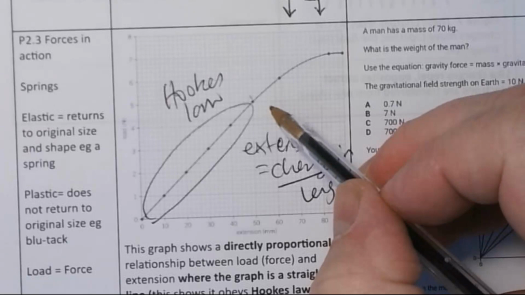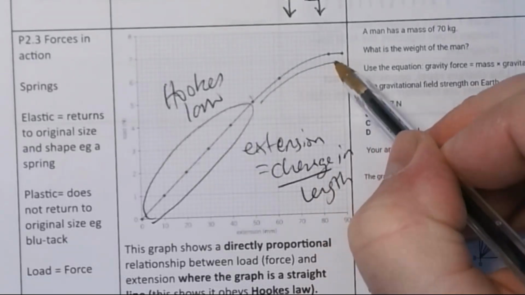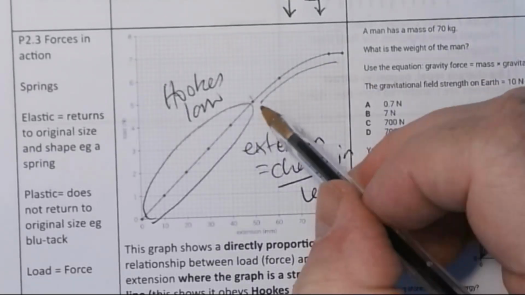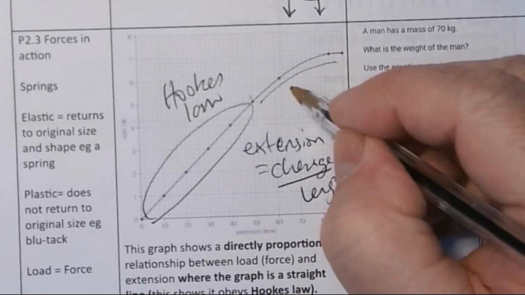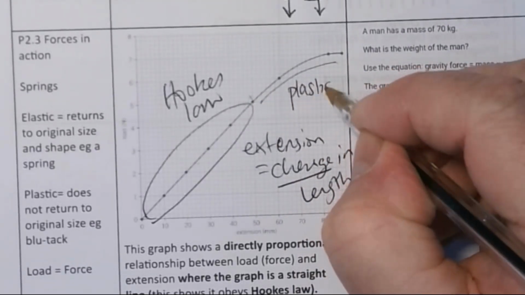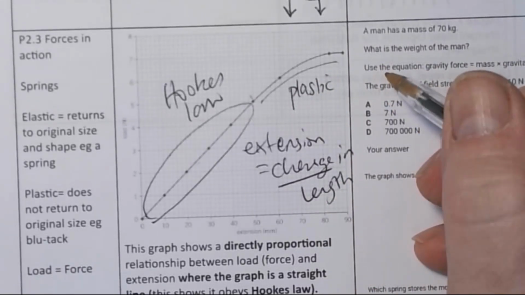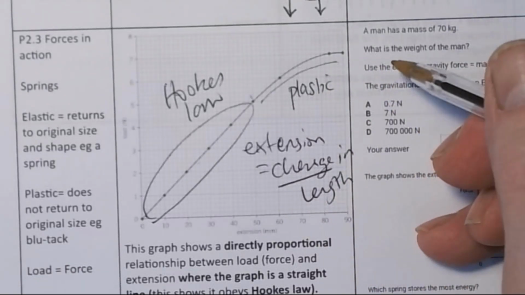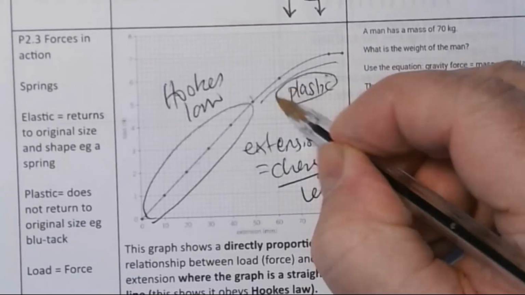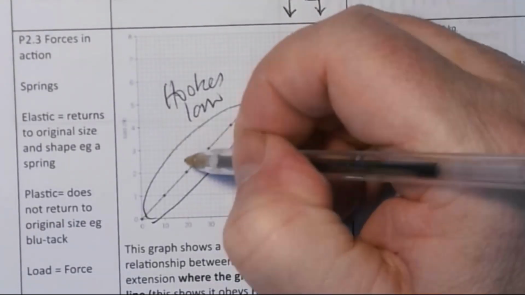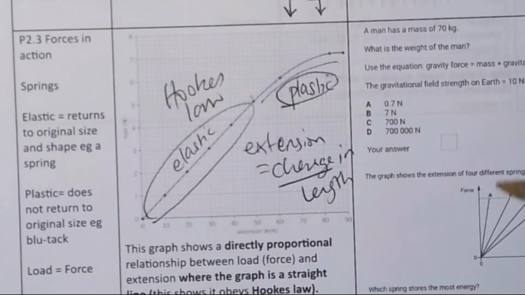If we get a curve, we're no longer obeying Hooke's law because it's curved and it's representing plastic deformation. That's when it doesn't completely go back to its original size. So if you overstretch your spring, when you take the load off, it will be longer than it was before. And that means we've no longer got elastic behavior because we're no longer returning to its original size.